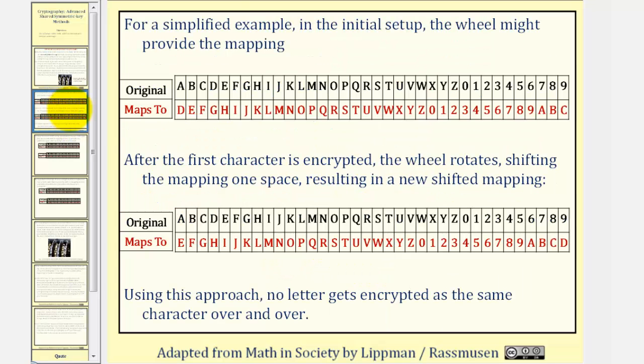For a simplified example, in the initial setup, the wheel might provide the mapping given here. Notice how we're mapping the entire alphabet as well as the numbers 0 through 9. Notice A maps to D, B maps to E, F maps to C, and so on. Since D is 3 positions to the right of A, notice how this would be a shift of 3.